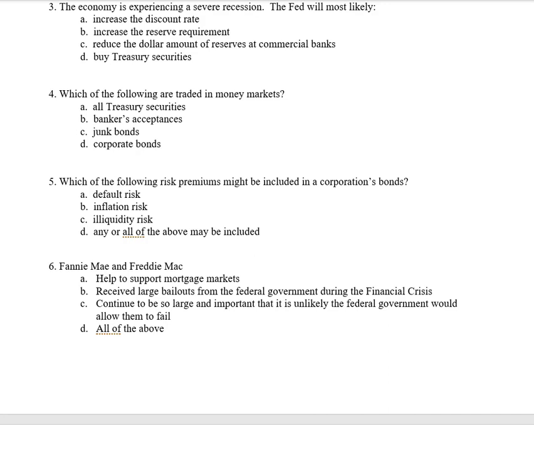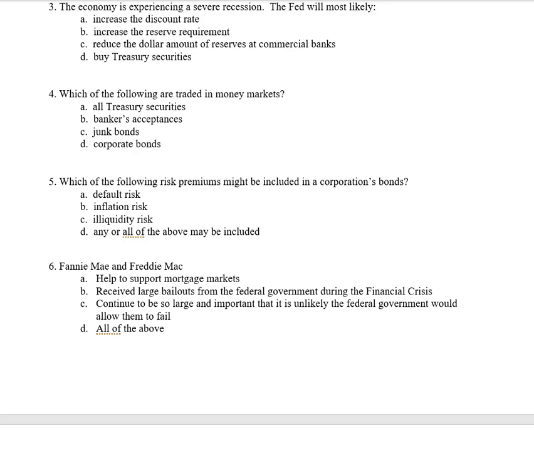C, junk bonds. Those aren't really money market. Those are capital market instruments. And then corporate bonds. It would be rare for a corporate bond to be less than a year in maturity. Typically, when you're talking about a bond, it's for a longer period of time. So the only correct answer is going to be B there.